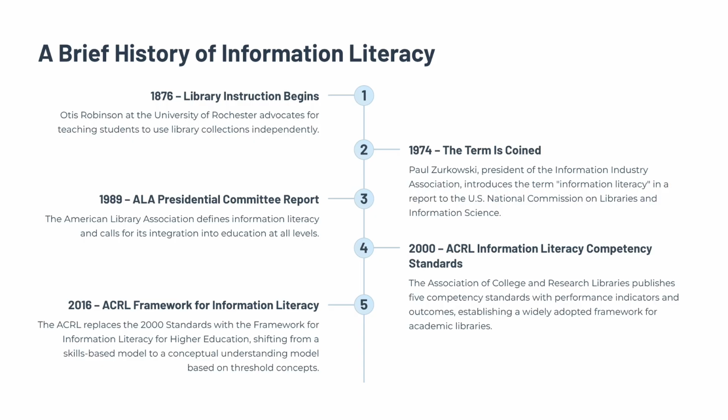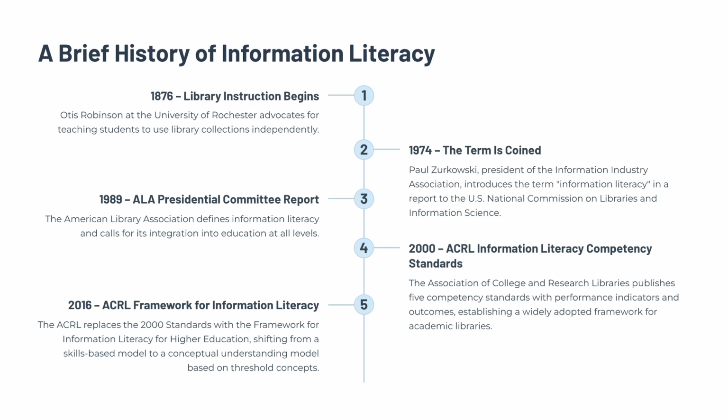We can trace the roots all the way back to 1876, when a librarian named Otis Robinson at the University of Rochester made this radical argument, radical for the time, that students shouldn't just come to the library and have librarians find things for them. They should learn to use library collections independently. That's 150 years ago, and we're still having versions of that same conversation today.